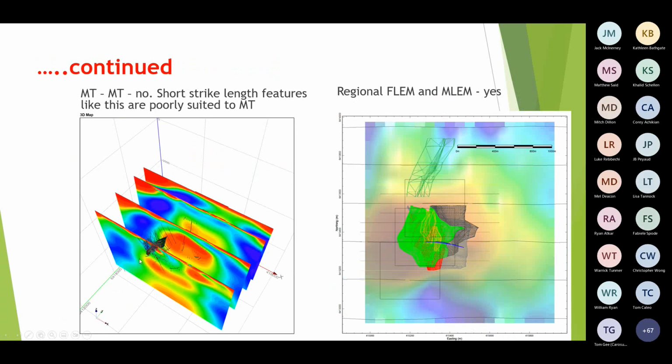MT, magnetotellurics, no, because the strike length is too limited for magnetotellurics to really show the ore zone. And if you'd done a regional scale ground EM survey, you would have discovered it, as long as your line spacing was approximately 200 metres, because that's enough to get at least one line over the top of Malibu. So line spacing with EM is proportional to strike length.